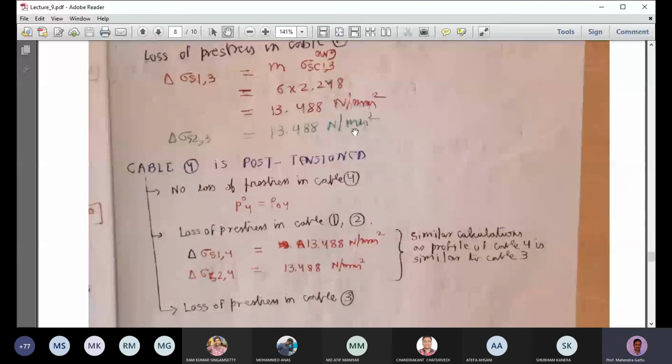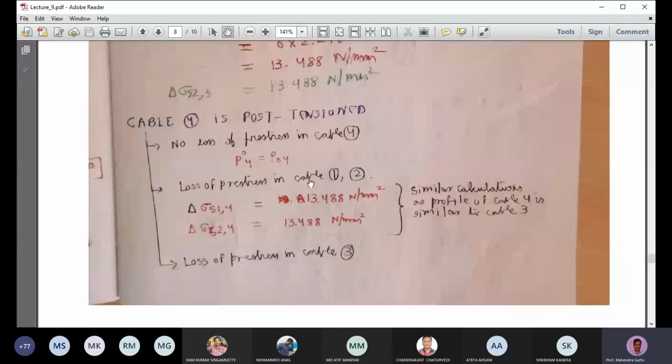Now comes the other part. The final last cable is being post tensioned, so that cable will not have any loss of pre-stress. So that hydrogen force will be retained. So P04 is P04. And for loss of pre-stress in cable 1 and 2, we'll do the same analysis as for cable 3, because cable 3 profile is matching with cable 4. So loss of pre-stress in cable 1 due to post tensioning of cable 4 is the same, 13.488. And similarly for cable 2 also it is the same, 13.488.